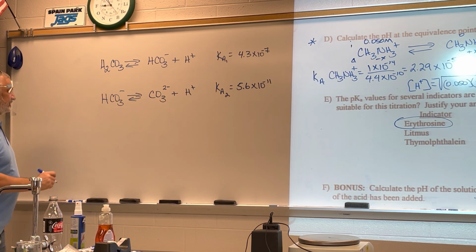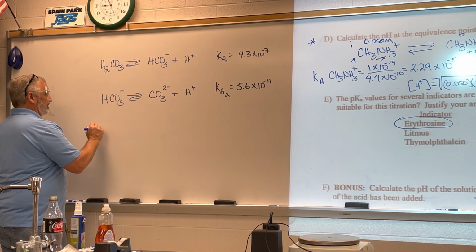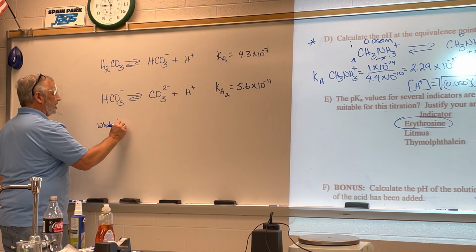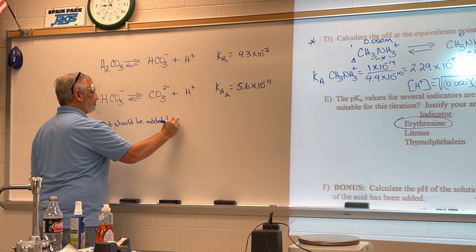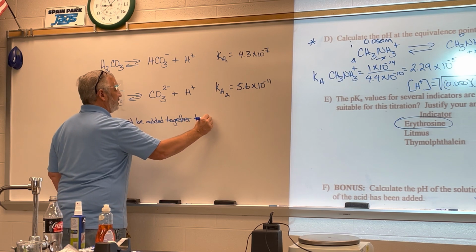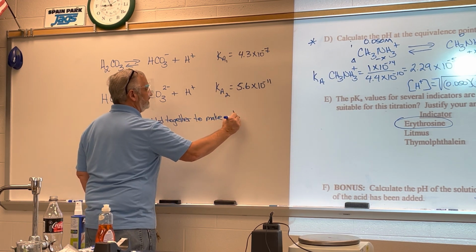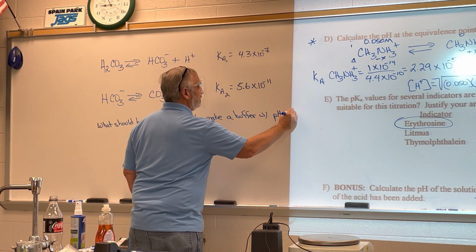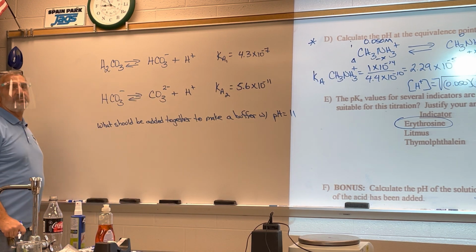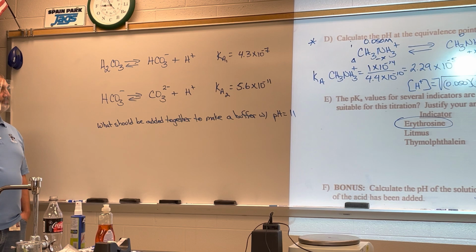If I want to make a buffer, what should be added together to make a buffer with pH equal to 11? How do we know what acid to pick to make a buffer?